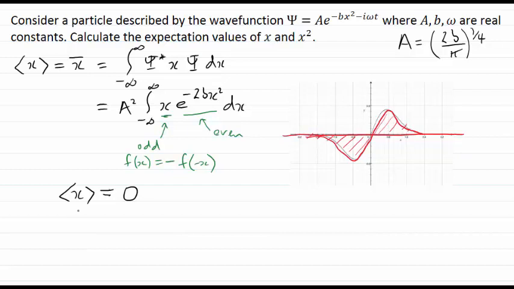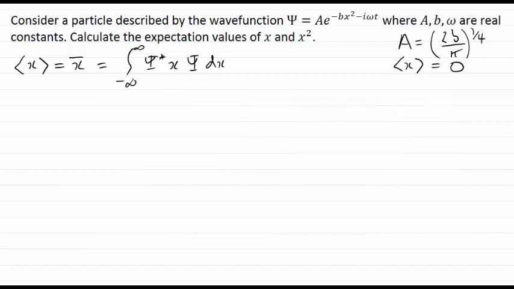So everything on one side of that axis will be the negative of everything on the other side, so they'll exactly combine to give 0. So we might write up here that our expectation value for position in this case is exactly equal to 0. And now we might make ourselves some space and do the second calculation, of the square of position.